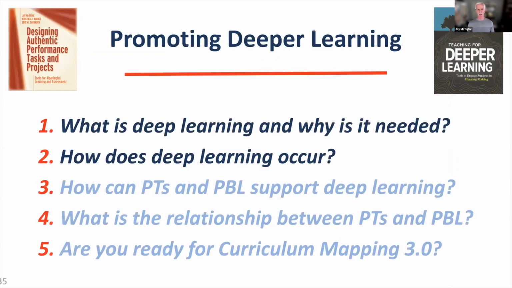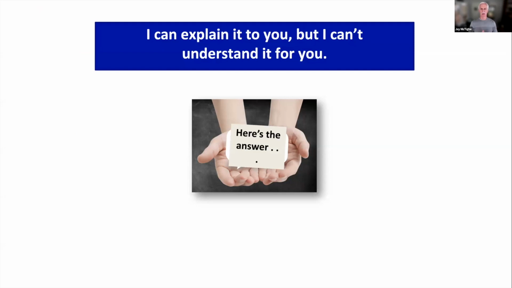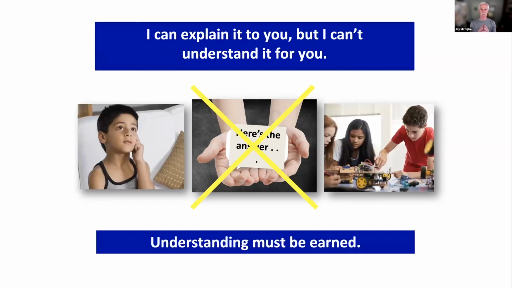So let us look at this second question. How does deep learning occur? We could spend hours on this question, and we don't have hours, but I'm going to give you a brief conception. Here's my contention. We can't just give a student a deep understanding that they're going to comprehend deeply and be able to transfer. Rather, understanding must be earned. It must be earned by the student in their minds. They make meaning, they come to an understanding.